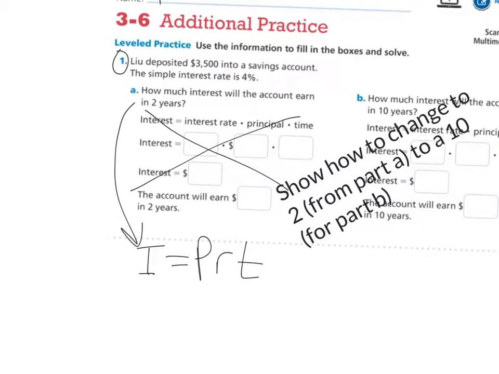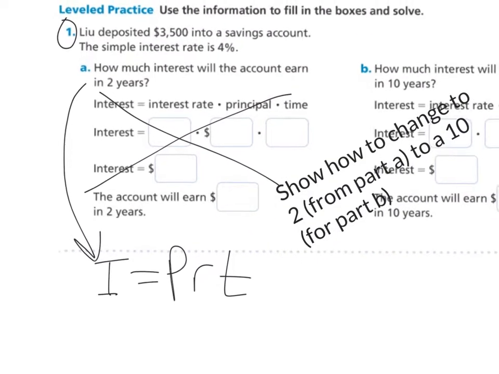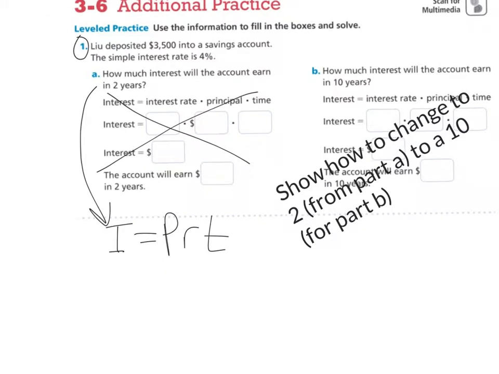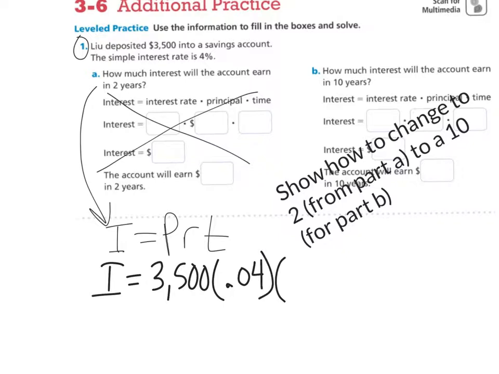So we'll use this equation, I equals PRT, that we've been talking about. Interest equals principal times the interest rate as a decimal times the time in years. So on this problem, how much interest they got is what we're trying to find. Principal is the $3,500. Interest rate is 4%. We need to change that to a decimal. So move your decimal 2 spots to the left, which is 0.04. And then the time is 2 years.